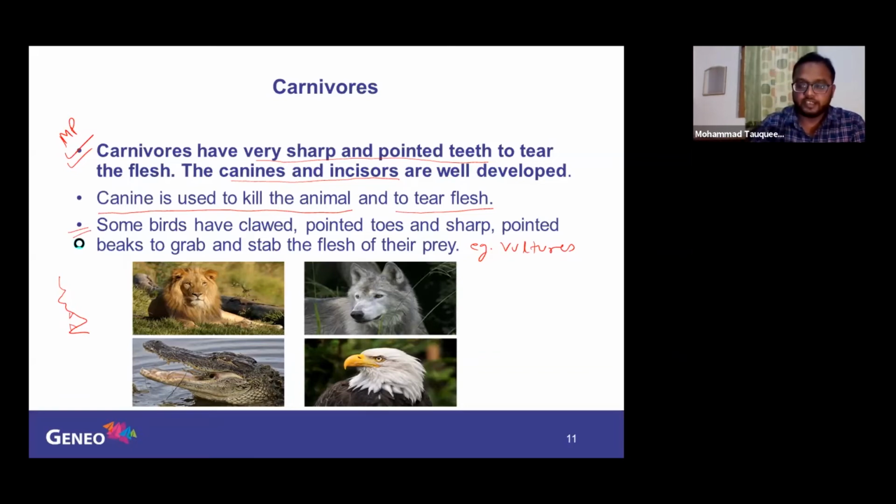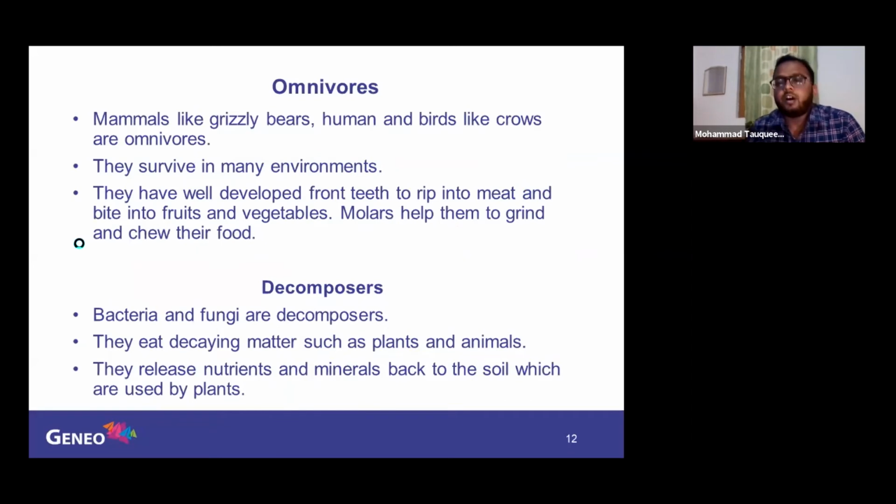Now let's move to the next slide. Omnivores. Omnivores are simple: they take food from plants as well as animals. Like grizzly bears, I have already given the example that bears are omnivores. Humans, and some birds like crows, are omnivores. Crows can eat flesh as well as herbs. So these are known as omnivores.